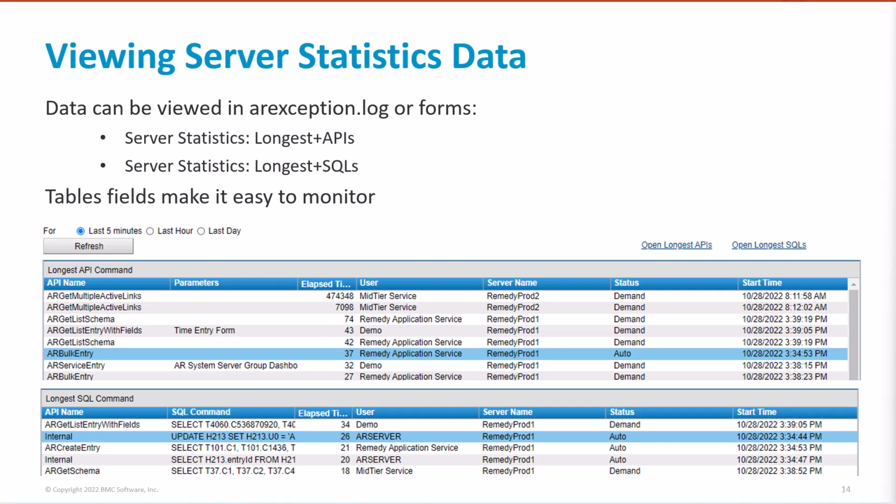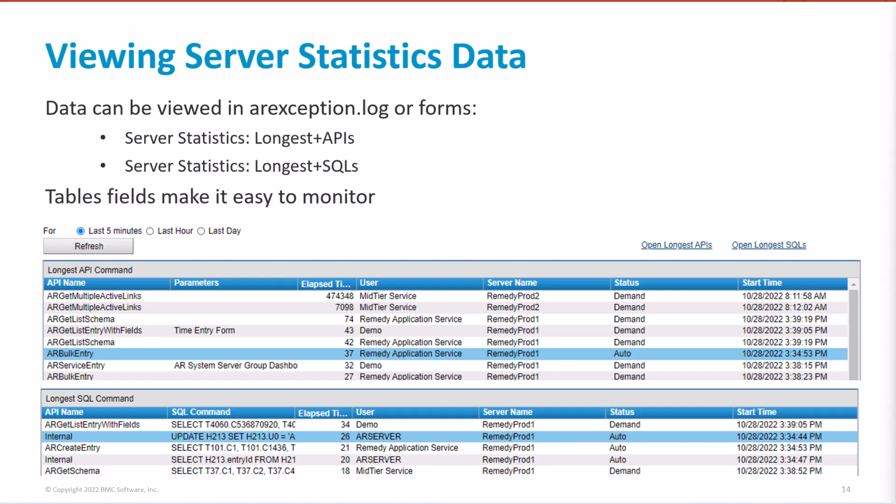Once I've configured the Server Statistics Longest APIs and SQLs, the data that it collects can then be viewed in either the ARException Log or in the Longest API and SQL forms. The Server Statistics screen on the lower half shows two table fields that make it really easy to monitor the data and see which data has been collected.